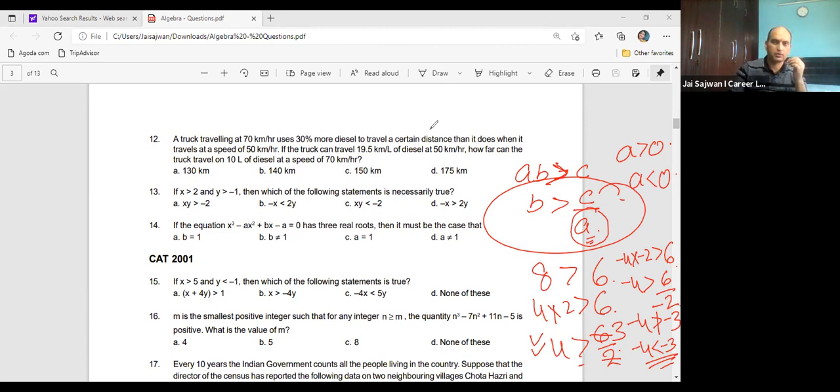Someone has asked, Shivam Gupta: if we shift a negative from left to right, will the sign change? Yes. Even if you are shifting it from right to left, the sign will also change. Whenever you are changing the sign with a negative, yes, the inequality will change. Fine.